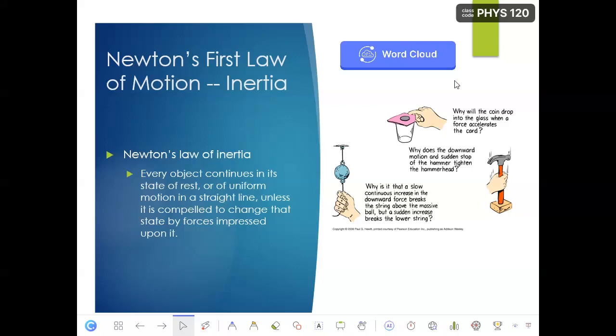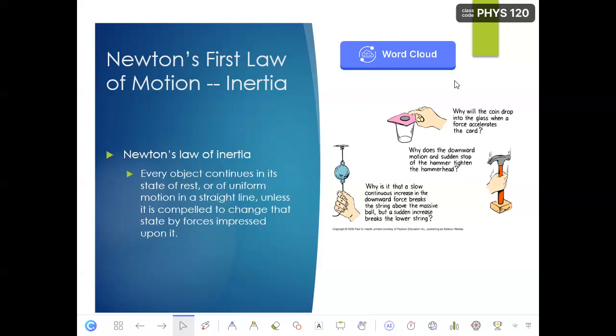New chapter. We will be talking about the forces and Newton's laws of motion. In this chapter, we try to analyze the motion, the linear motion of particles, the dynamics. We try to analyze the dynamics of a linear motion. In the first two chapters, we talked about kinematics.